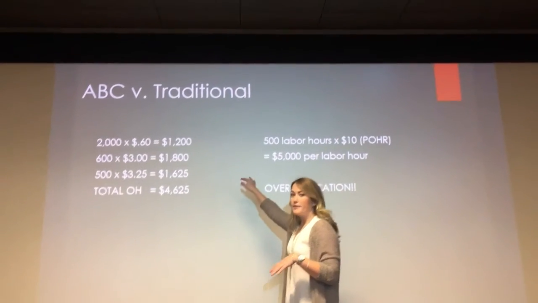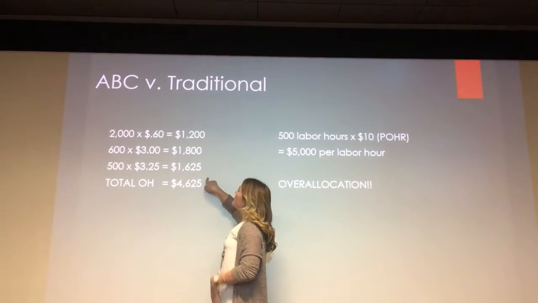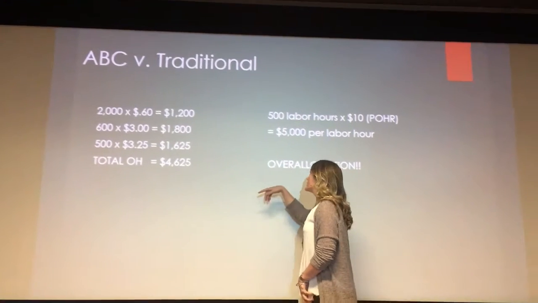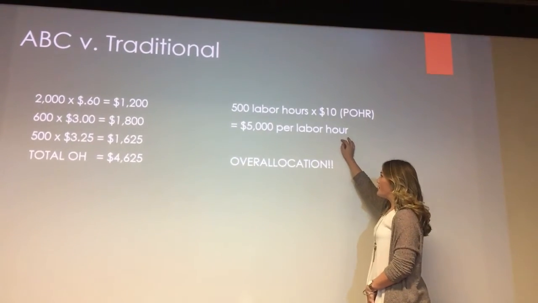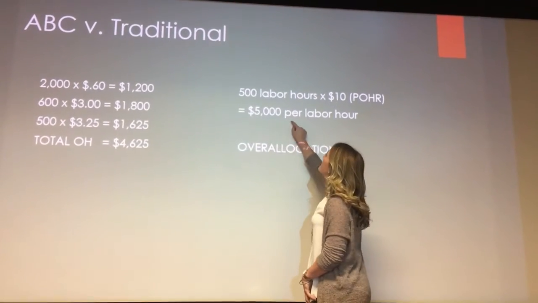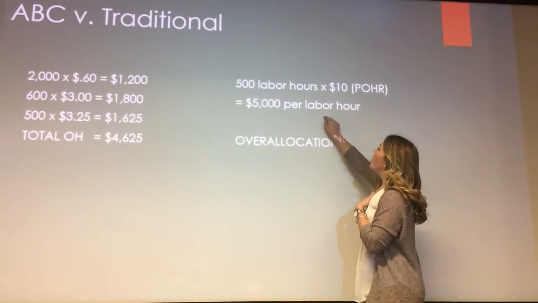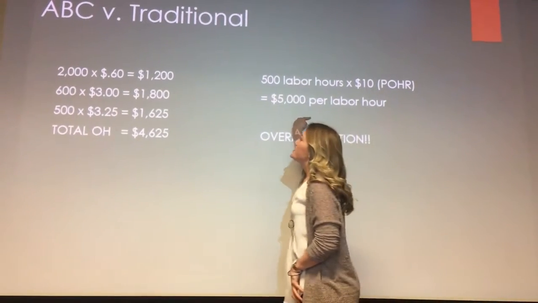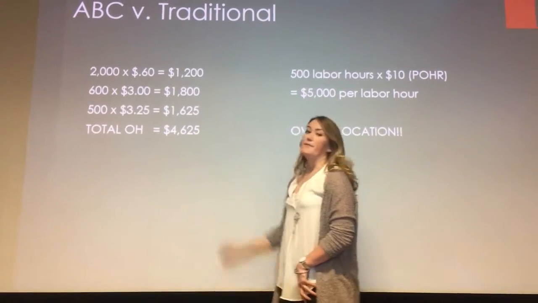So if we're to compare the two methods, we'll see the overhead that we calculated using ABC, which was $4,625, compared to the overhead we calculated using the traditional method, which was $5,000. So we'll see that with the traditional method, we would be over allocating our overhead. So using ABC, we get a much more accurate cost of overhead.